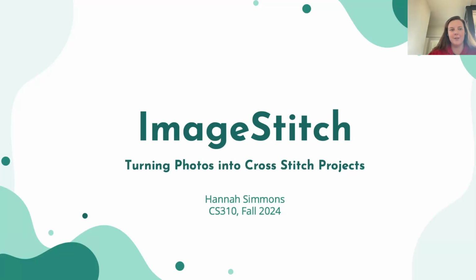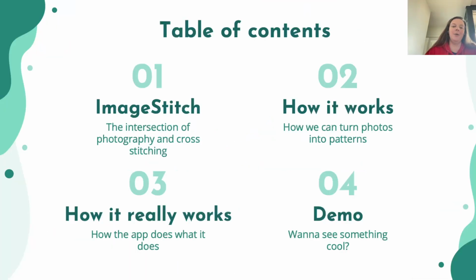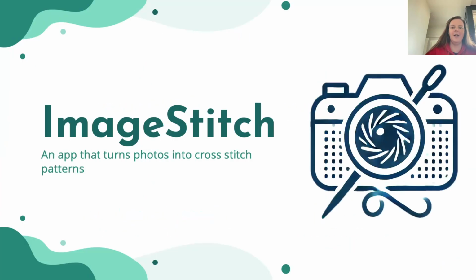Welcome to my Scalable Software Architectures final project for the fall of 2024. I created an app called ImageStitch that turns photos into cross-stitch projects. Briefly, we'll talk about what the app is, how it works, how it actually works, and then I'll show you kind of what it does.